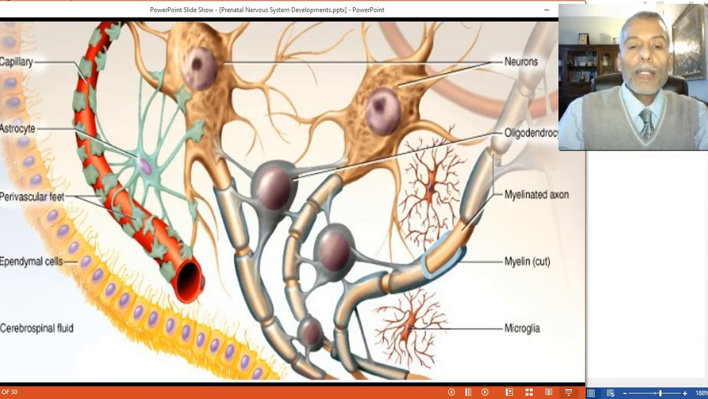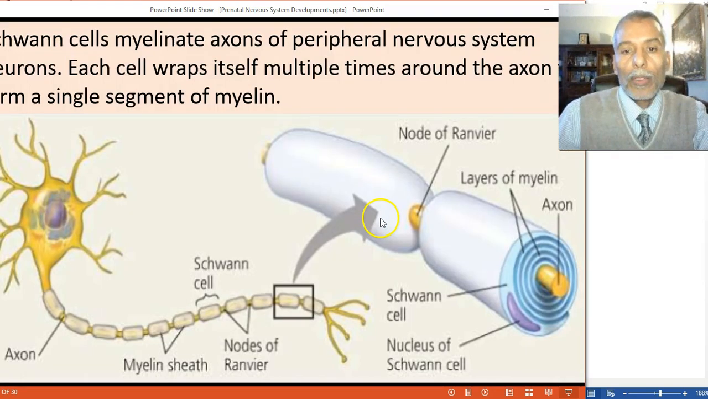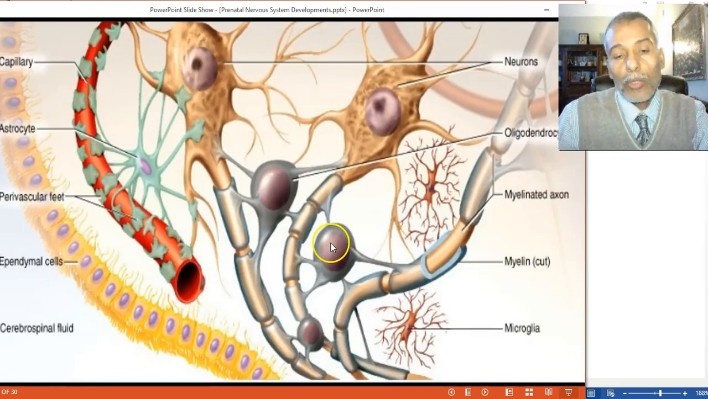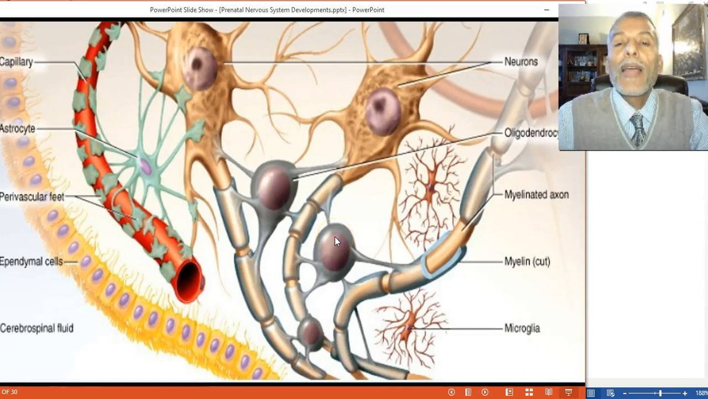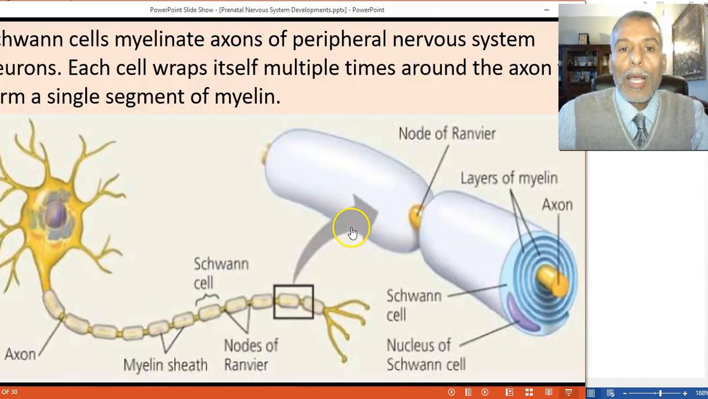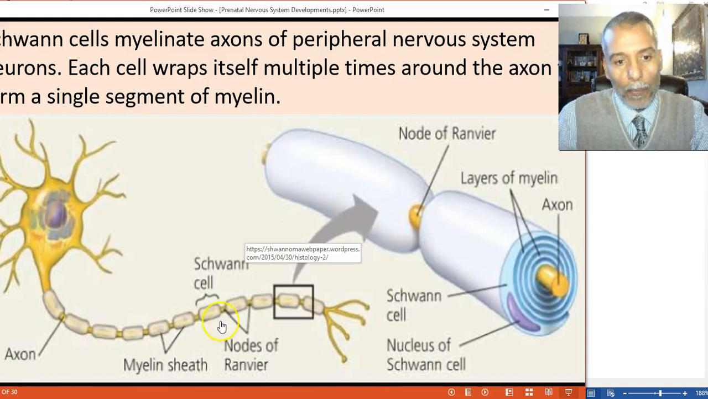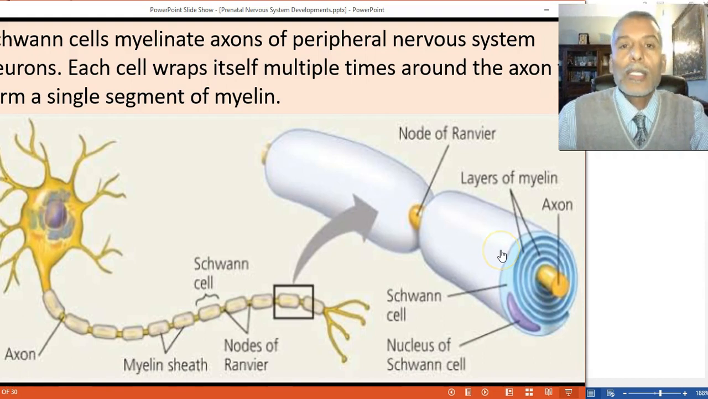Okay, another kind. The oligodendrocytes form myelin in the central nervous system, inside of the brain and the spinal cord. The other kind, this is a motor neuron, and you could see on the same motor neuron, separate segments of myelin insulation. Every single segment of these is one cell by itself. It is called the Schwann cell.